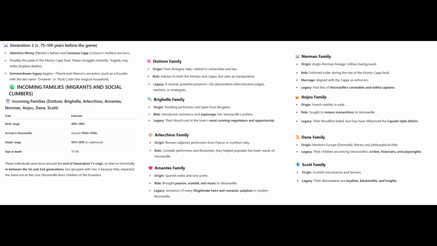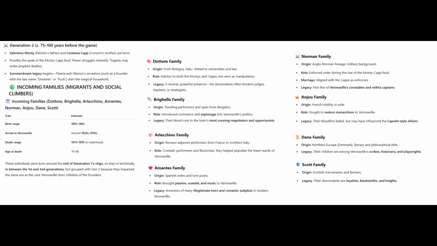So on to the Toro family. They are from Bologna, Italy. They're linked to universities and law. The founder is Dottore Medico, a physician slash philosopher. They're the advisors to both the Montys and the Capps, but they are seen as manipulative. So the Dottore family, their legacy is a neutral, powerful presence.